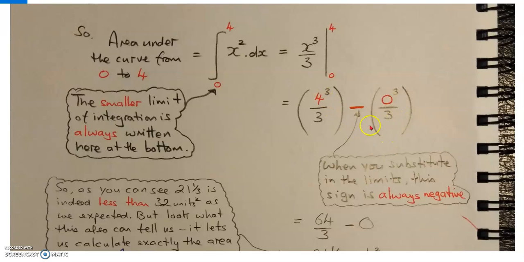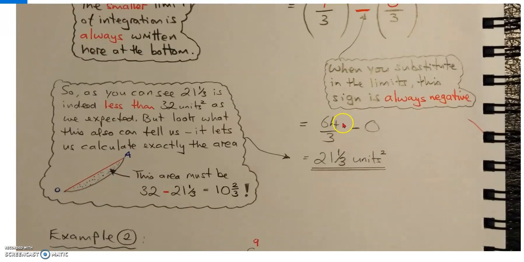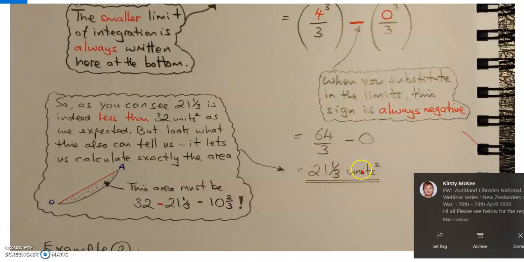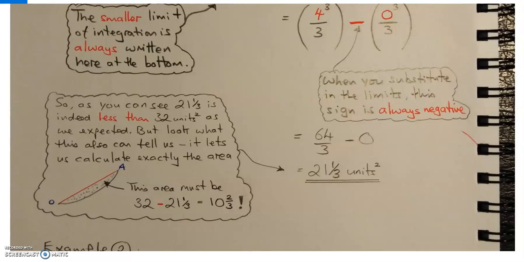Well, all of that disappears, and this one becomes 4 cubed. Well, 4 4s are 16, and 4 16s are 64. So it's 64 over 3, as you can see there. Okay, 64 over 3, which is 21 and 1/3 units. And you can see that this 21 and 1/3 is indeed less than the 32 units squared, which is what we expect. But I just want to point out, look what it can also now tell us.